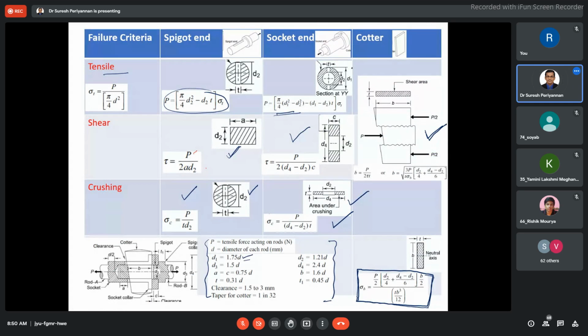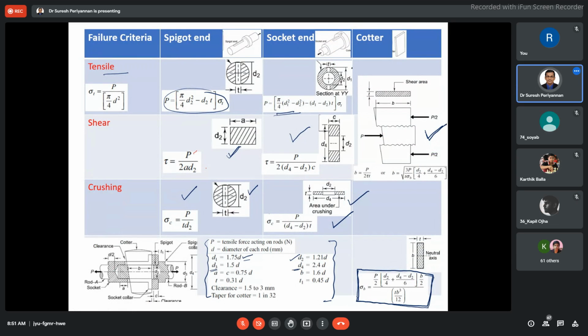Okay, D1 is nothing but our, I think, what is D1? Anyone tell me that? What is D1? Diameter of socket collar. Thank you. D2 is the diameter of the spigot, the inner diameter of the socket. D3 is the outer diameter of the socket. D4 is the collar diameter of the socket.